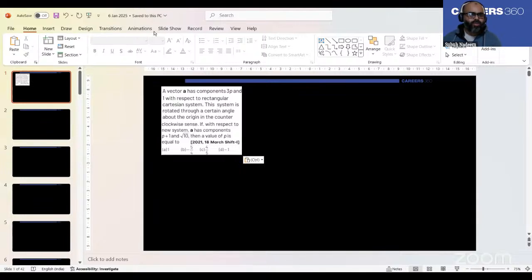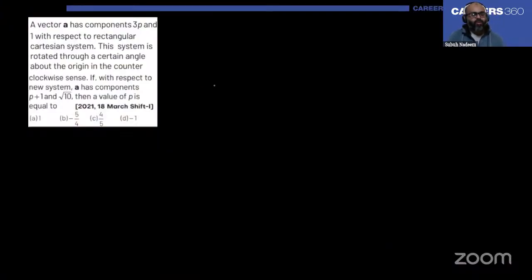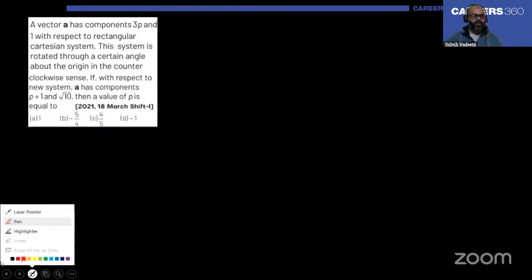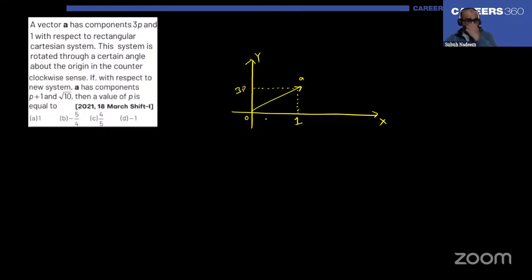This is the first question which we have. It is said a vector A has components 3p and 1 with respect to a rectangular Cartesian system. So suppose we have x and y axis like this, and we have a vector A. It is having components 1 and 3p along the x and y axis. That is, A is i cap plus 3p j cap.